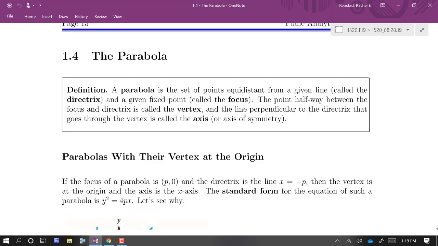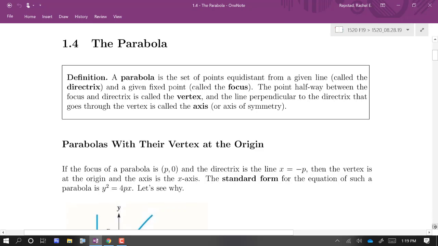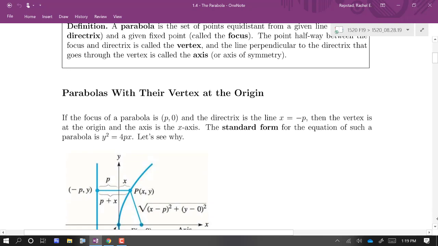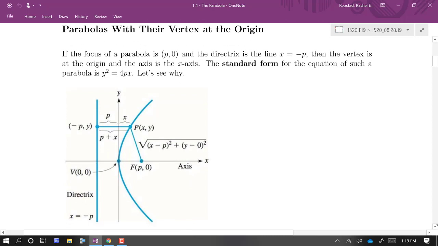So that line that we draw is called the directrix. That fixed point is called the focus. There's a point halfway in between the directrix and the focus called the vertex. That's the nose that's on the parabola. And then each parabola has symmetry, and the line of symmetry, or its axis of symmetry, is the line that goes through both the vertex and the focus.